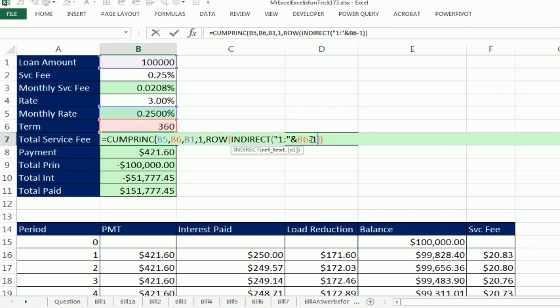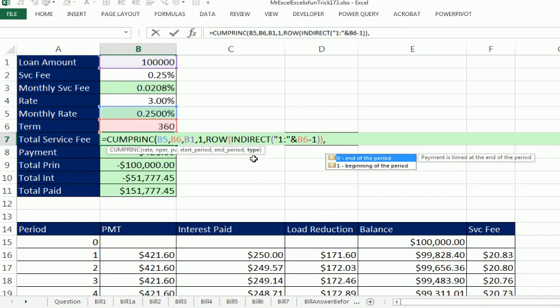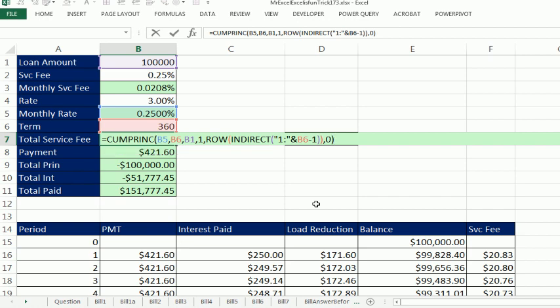That -1 will occur before the ampersand. Ampersand happens way at the bottom of the order of operations in Excel. Comma. And here's a weird thing. I just taught Cumulative Principal in my Advanced Excel class the other day. This type argument in most financial functions has a square bracket, and it's optional. But here, you have to pick end or begin. So I'm picking 0 for end, close parentheses.